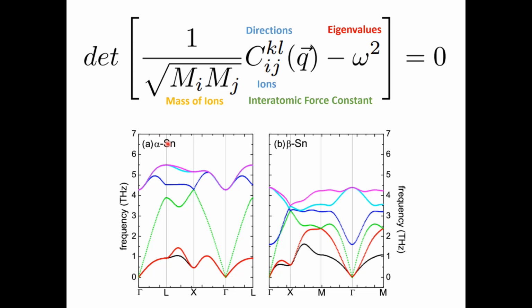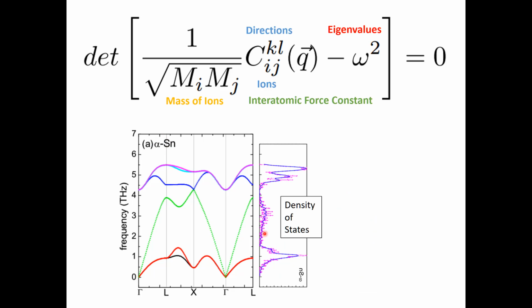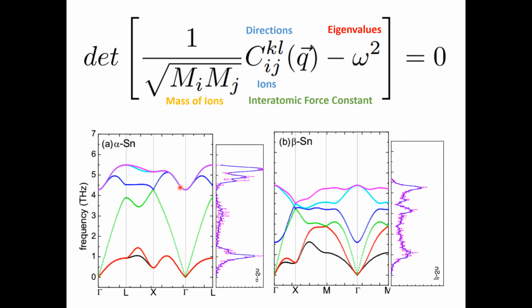In alpha tin, if I think about the density of states as counting dots at a certain frequency, there are a lot of dots in this range right over here. So there's a big peak in the density of states here. And there are not many dots in this region, so not that many states in this middle region. And then you have a lot more density of states at the optical region, the high frequency regime. On the other hand, beta tin is different. It has a lot more states in this intermediate regime.